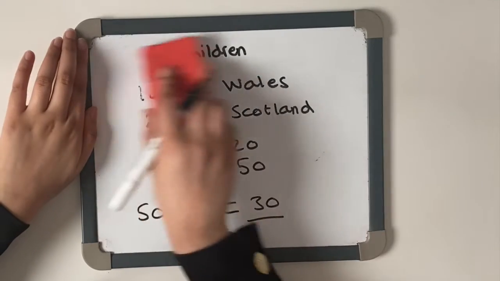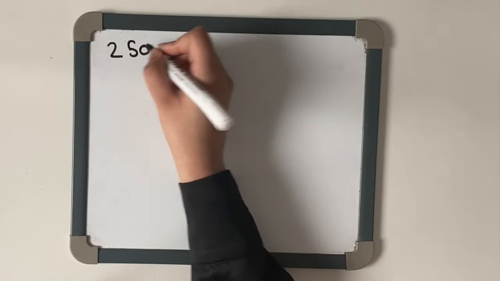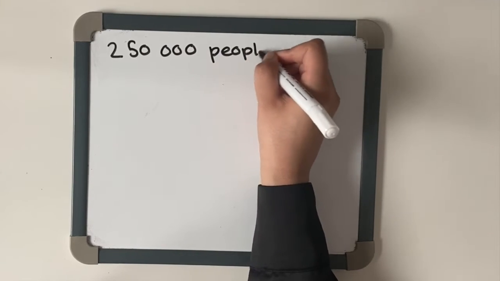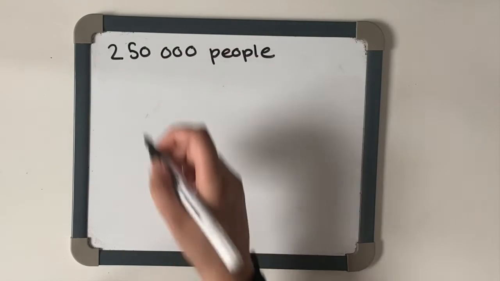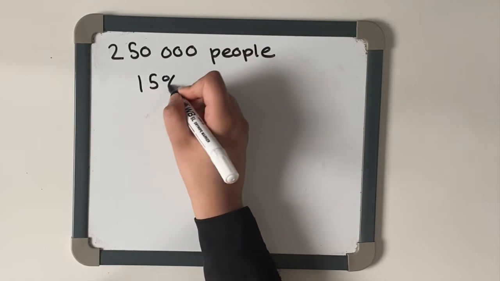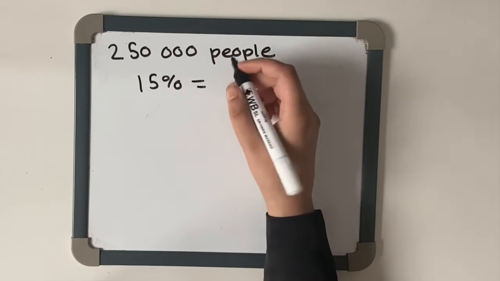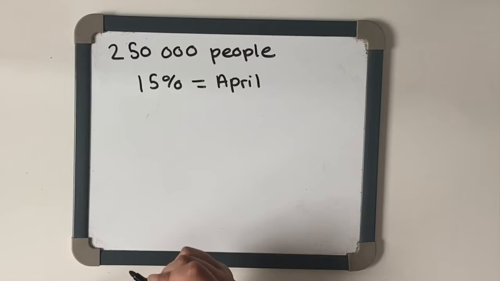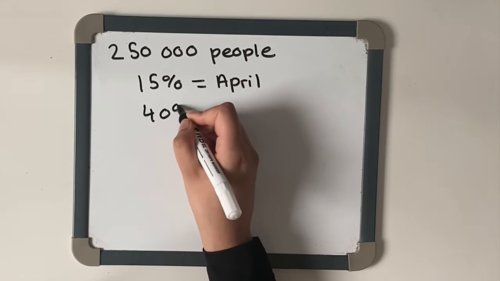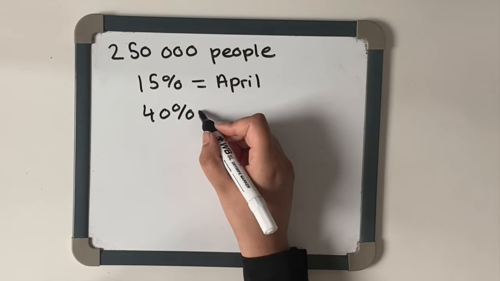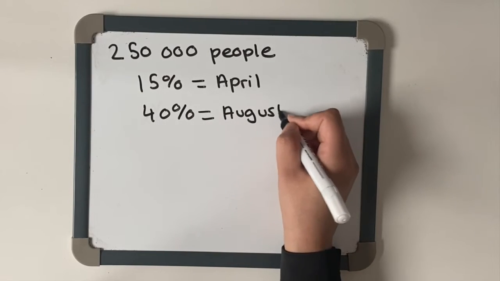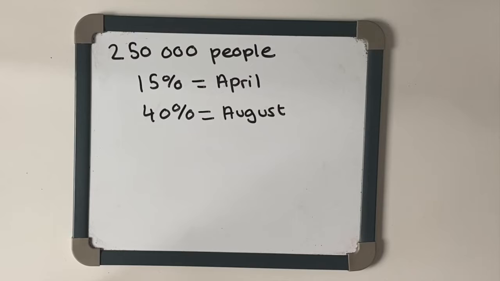Let's have a look at another example. 250,000 people visited a theme park. 15% of those went to visit in April. And it says 40% of those people went to visit in August. Now the question is asking how many people visited the park in the rest of the year.